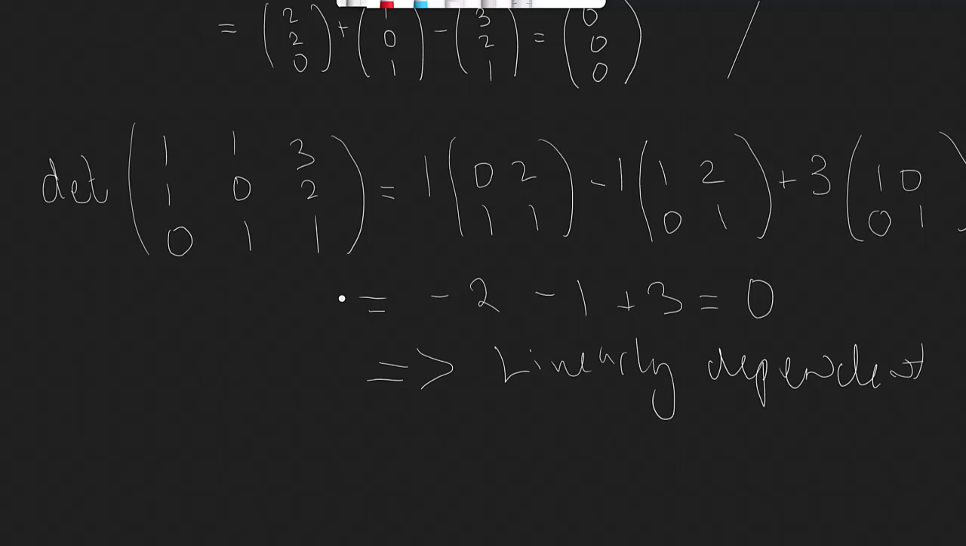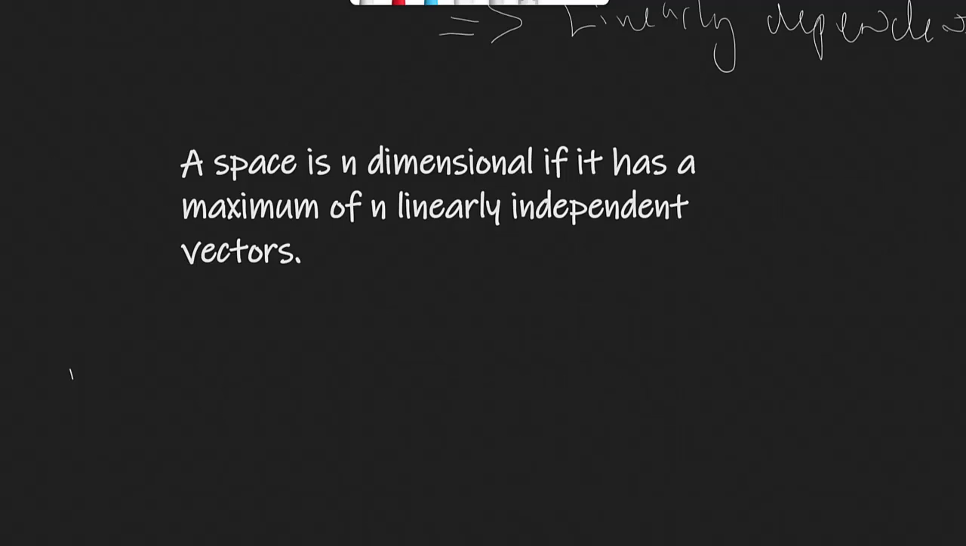So the concept of linear independence is crucial to the idea of dimensions. For instance, a vector space is n-dimensional if it has a maximum of n linearly independent vectors. If that's the case, we typically tend to denote it like this, where n is the number of dimensions.